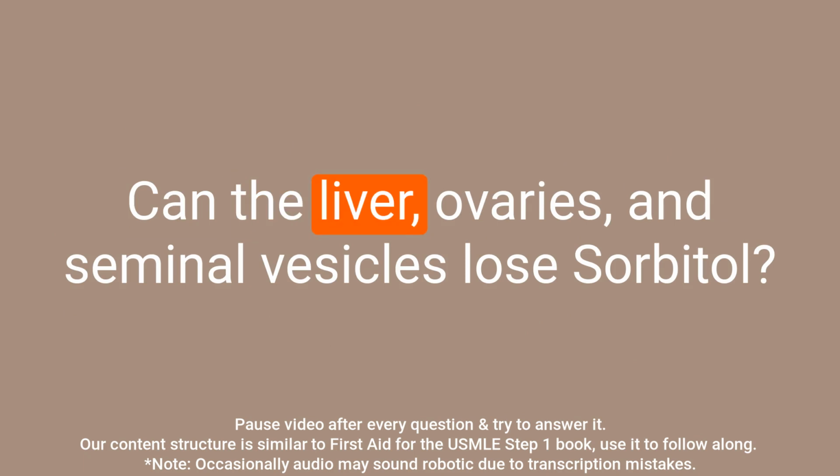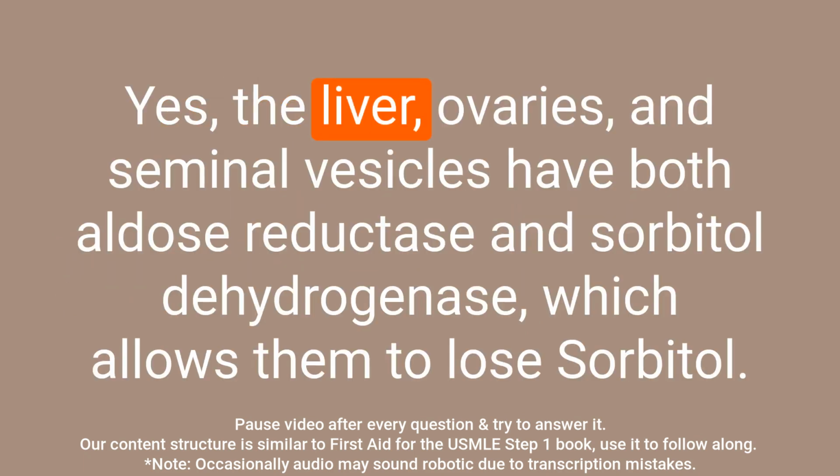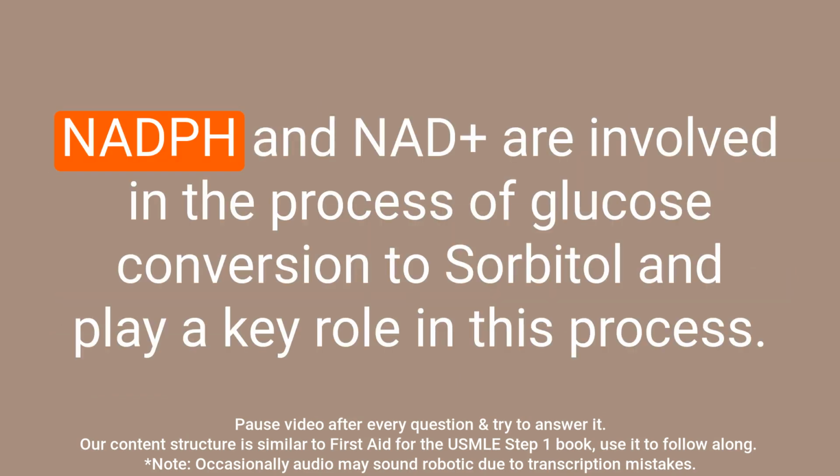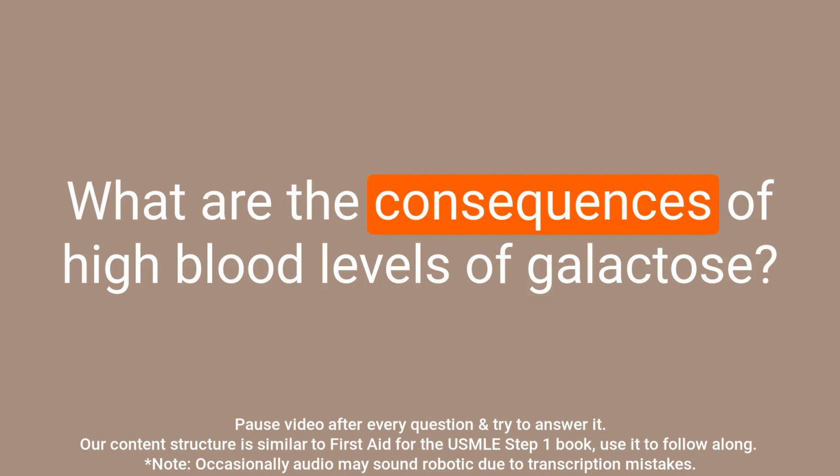Question: can the liver, ovaries, and seminal vesicles lose sorbitol? Answer: yes, the liver, ovaries, and seminal vesicles have both aldose reductase and sorbitol dehydrogenase, which allows them to lose sorbitol. Question: what is the role of NADPH and NAD+ in the process of glucose conversion to sorbitol? Answer: NADPH and NAD+ are involved in the process of glucose conversion to sorbitol and play a key role in this process. Question: what are the consequences of high blood levels of galactose?